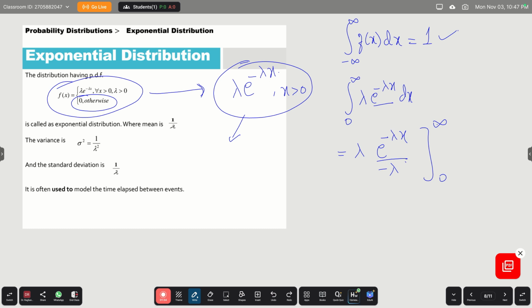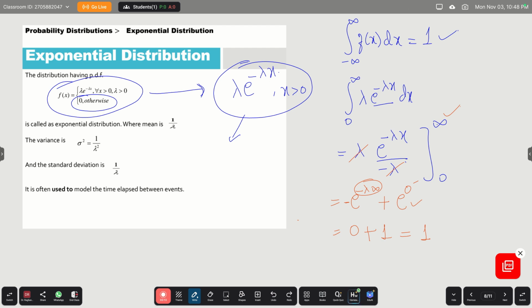The lambdas cancel, and then we can apply the limits. The upper limit is infinity, so in place of x we write infinity, and minus of minus is plus. e to the power minus lambda into 0 is 0, so e power minus infinity will be 0, plus e power 0. Any number power 0 is 1, so 0 plus 1 is 1. So this is a valid probability density function.